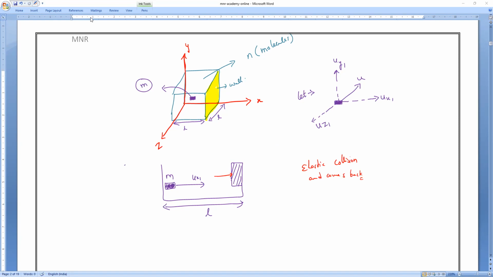Okay. All of you understand, everybody? Yes, sir. So it will start with the same momentum, the same speed. It will come back.